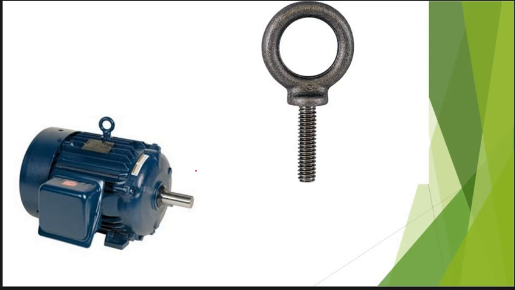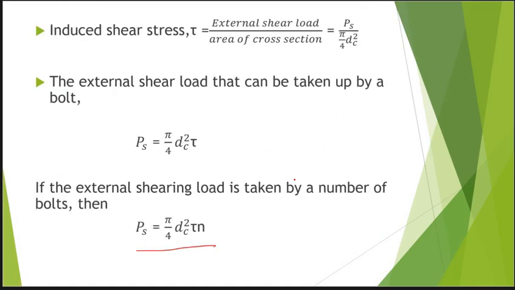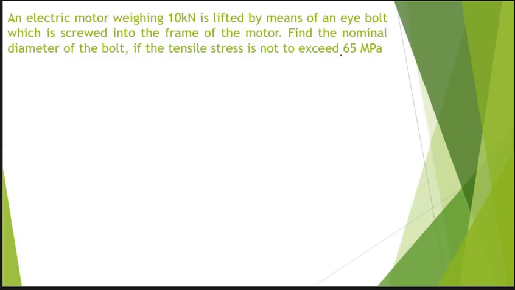So the weight of the electric motor is given. You have to find the nominal diameter of this eye bolt. That is our question. What is the other given parameter? The given parameter is that when we are lifting this electric motor, the induced tensile stress should not exceed 65 megapascal.